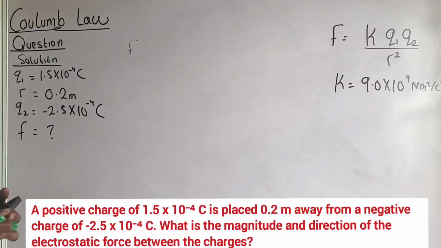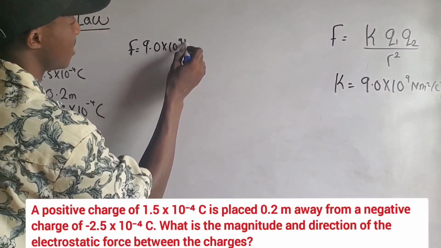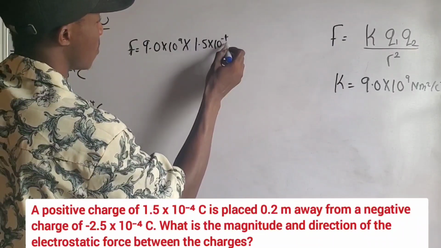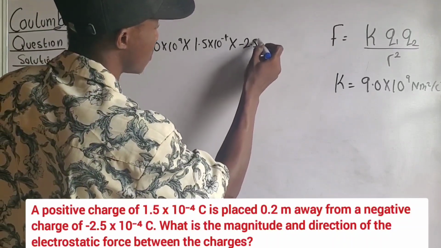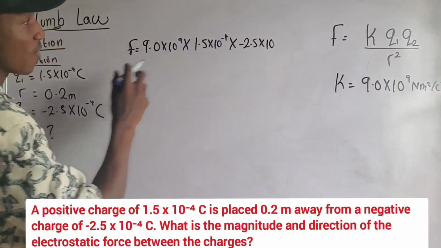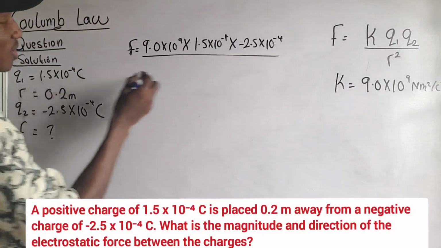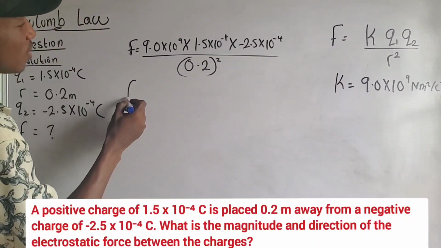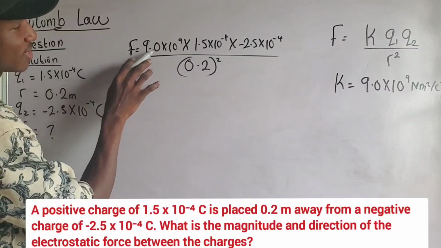Okay, let me change the marker here. F equals 9.0 times 10 raised to the power of 9 times Q1. Q1 is 1.5 times 10 raised to the power of negative 4. Q2 is negative 2.5 times 10 raised to the power of negative 4, all over R squared. R is 0.2, so we are going to have 0.2 squared. Do you understand? Okay, so F equals, now like we did in the previous example, we are going to take the product of this and this.